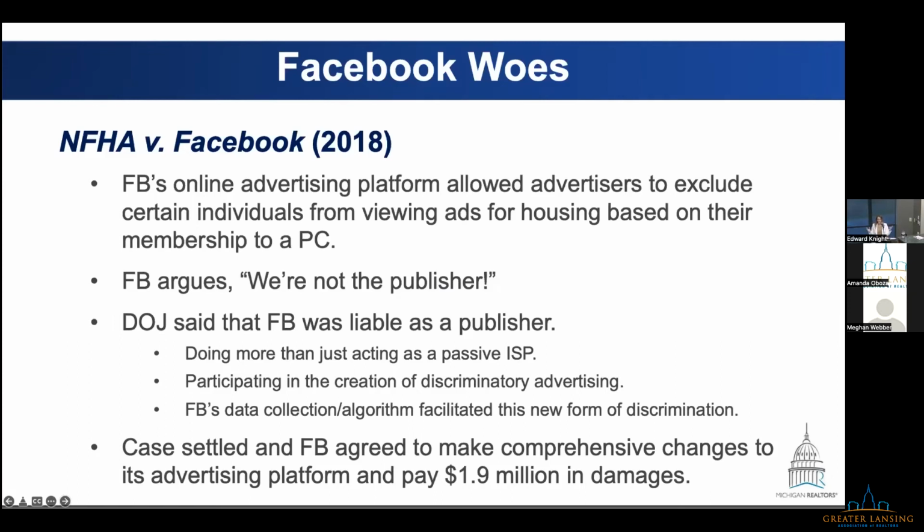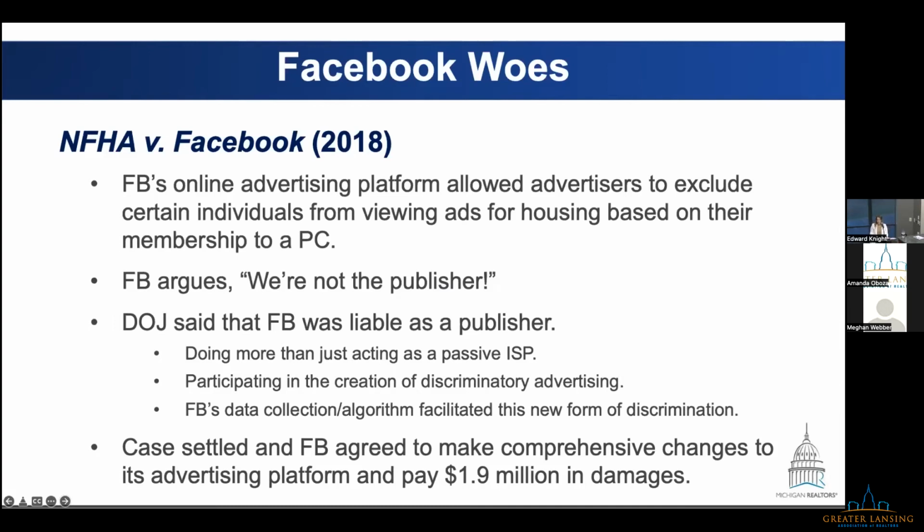The Department of Justice said, hey, look, Facebook, you're doing way more than what Craigslist did. Craigslist was truly just a passive website that allowed people to post on it. What you're doing, Facebook, is way more. You are actually participating in the creation of these discriminatory advertisements. It's your data collection and it's your algorithms that are even making this possible. And Facebook really did kind of start this almost like a new way of discriminating. Before this, housing advertisers didn't really have access to user data and user demographics, and they couldn't target select people like that. So the Department of Justice said that Facebook has way more liability than what Craigslist might have.